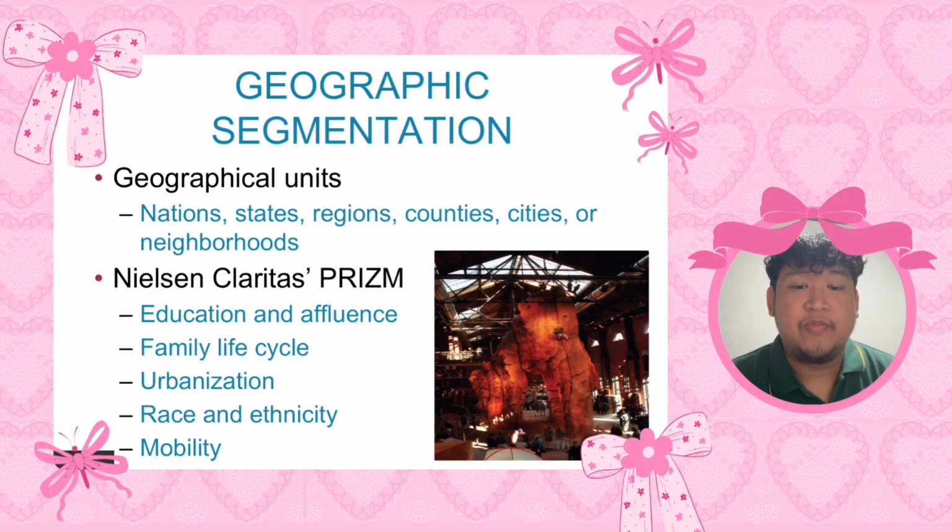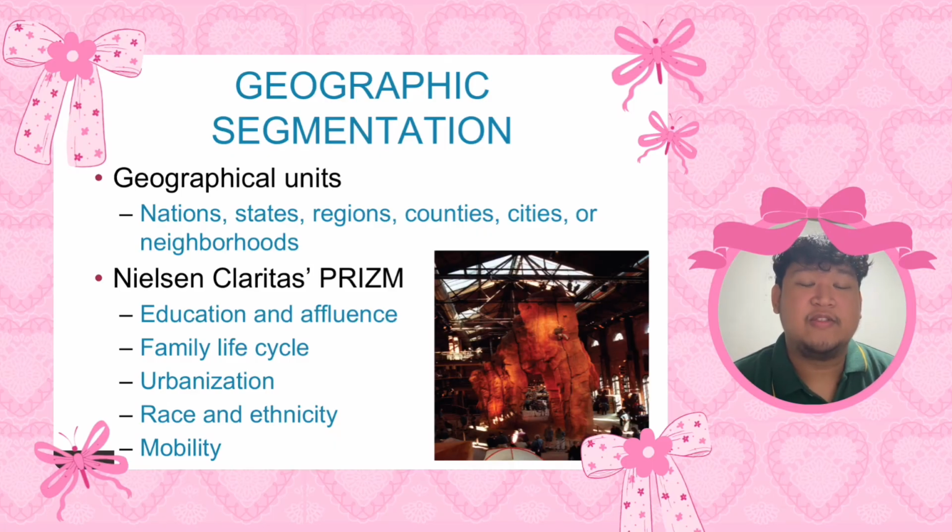Climate and region: businesses tailor products to suit climate conditions, such as selling snow boots in colder regions and sandals in warmer areas. Cultural and ethnic diversity: local culture and traditions influence consumer preferences and buying behavior. Companies use geographic segmentation to fine-tune their marketing strategies.